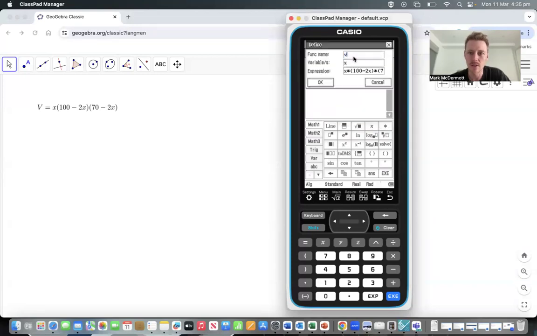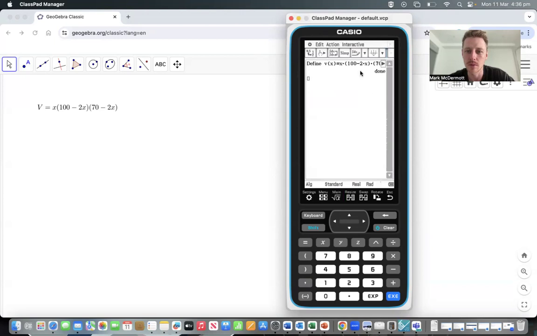If we go Interactive, Define, and let's, for the sake of it, call it v of x, because the volume of the box is a function of x. So the side lengths of the box, or the height of the box, or whatever x represents, determines the volume of the box, depending on what x is. So you can see how the volume is a function of x. If we press OK to that, it's done.